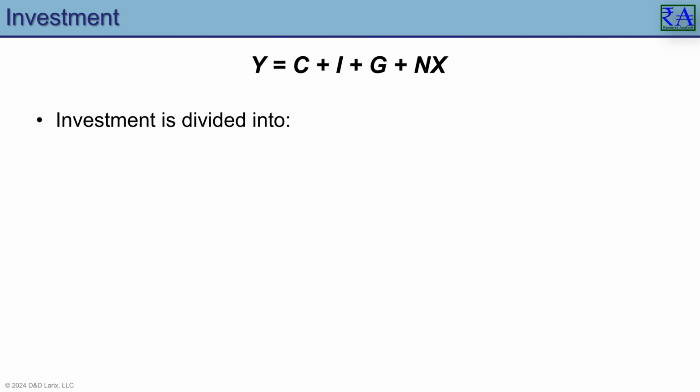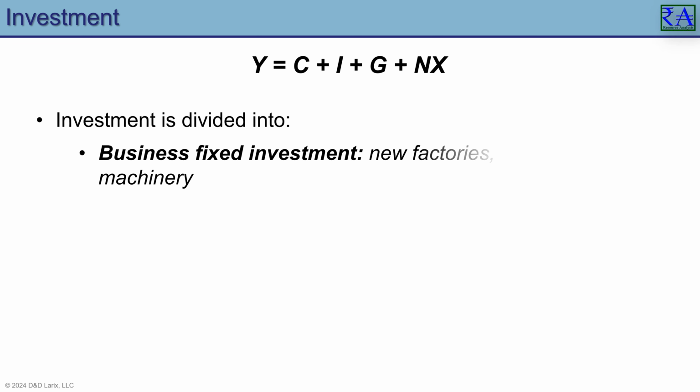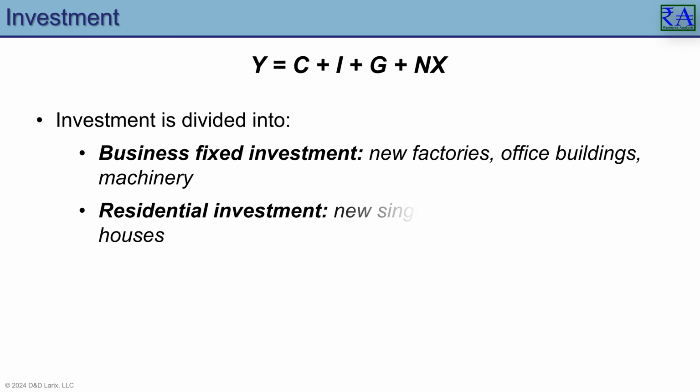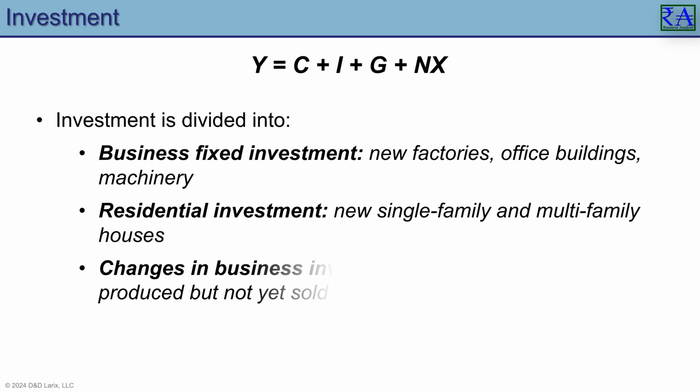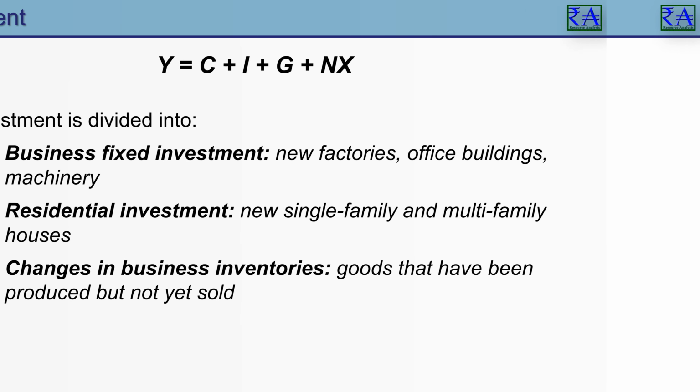Investment is another critical component of GDP. It includes business fixed investment, which is spending by firms on new factories, office buildings, and machinery. Residential investment involves spending by households and firms on new houses, both single-family and multifamily. Changes in business inventories reflect goods that have been produced but not yet sold. These investments are essential for future economic growth as they increase the productive capacity of the economy.